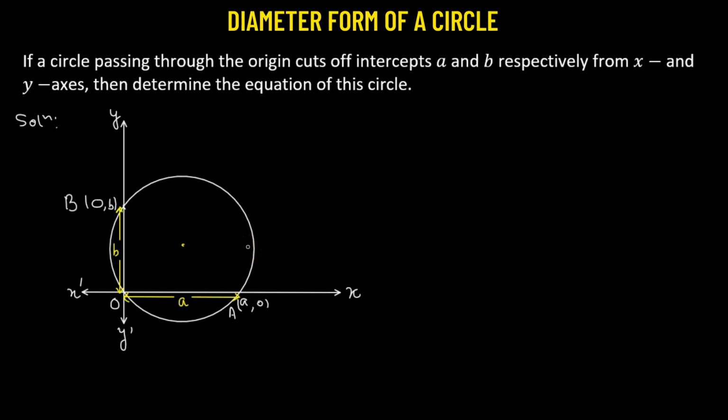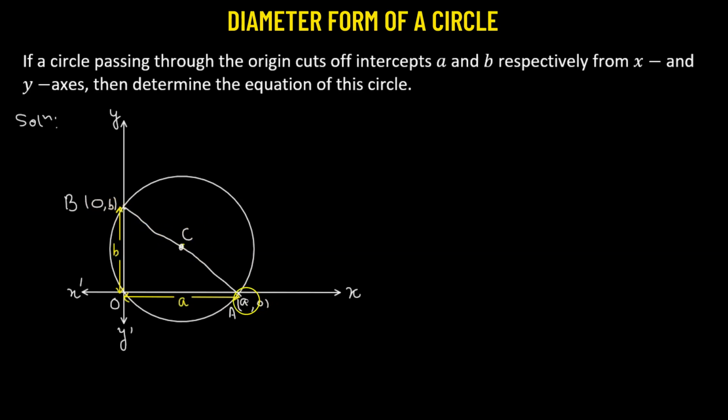So we're going to use the diameter form of a circle. Let us assume, for the time being, that AB is the diameter of the circle and it passes through the center. This is an assumption, but we'll have to be 100% sure that it is indeed the diameter of the circle. Now, if it were the diameter, then definitely C must be the midpoint, so we can use the endpoints to find the coordinates of C.